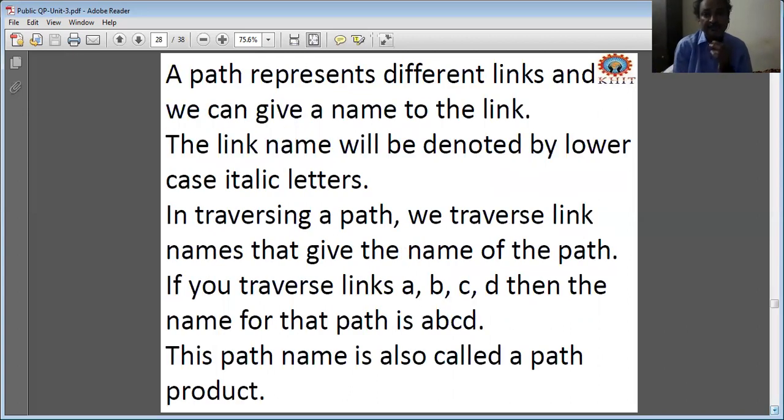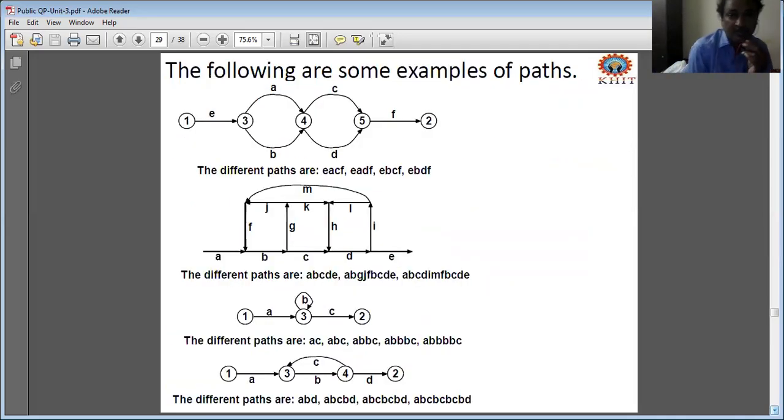A path represents different links, and we can give a name to each link. The link names are denoted by lowercase letters. In traversing a path, we traverse link names that give the name of the path. If we traverse links A, B, C, D, then the name of the path is ABCD. This path name is also called a path product. The following are some examples of paths: EACF, EADF, EBCF, and EBDF.